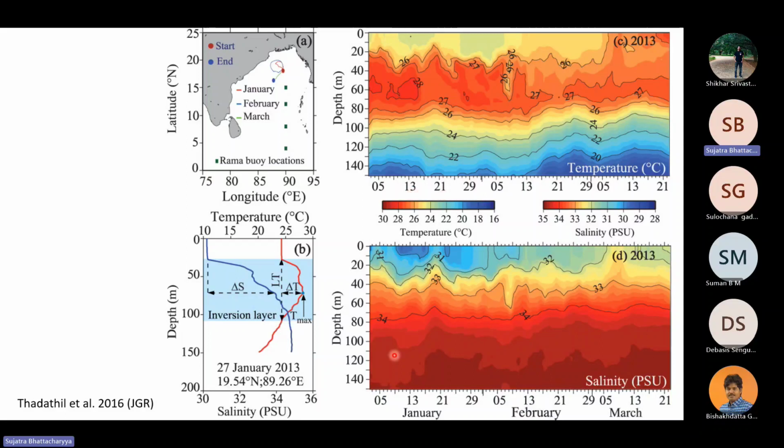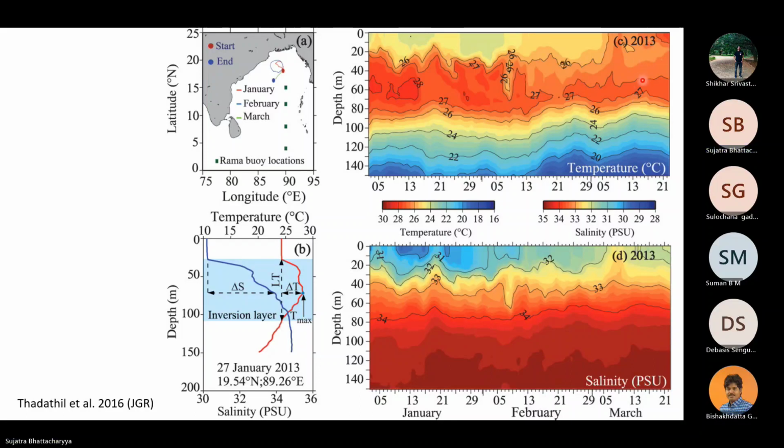And these are the contours of temperature and salinity. So we can clearly see that the inversion layer is strongest during winter time, which is January and February. And as the heat flux begins to increase as the springtime warming starts, this inversion layer also gets weakened.